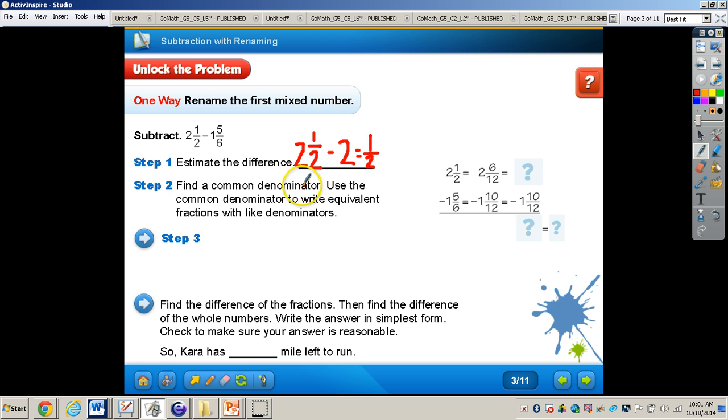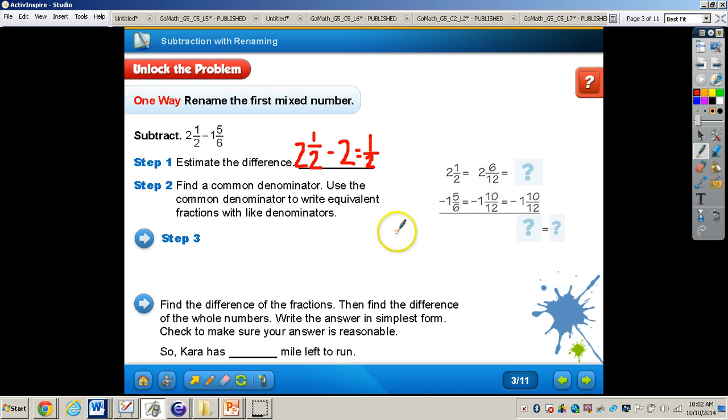Now that we've estimated, what we need to do is find a common denominator. What they're doing in this problem, they're just multiplying by opposite denominators. The 1/2, they multiplied by 6. The 5/6, they multiplied by 2 because that's the opposite denominator. Now whenever you're finding common denominators, you do not ever do anything with the whole number. You're just multiplying the fraction here. So we have now our common denominators.